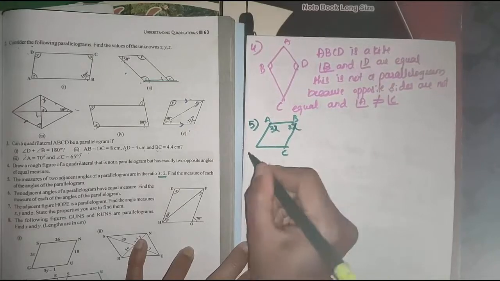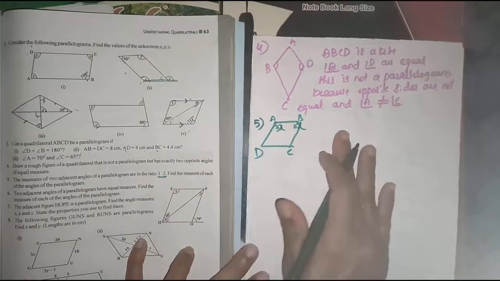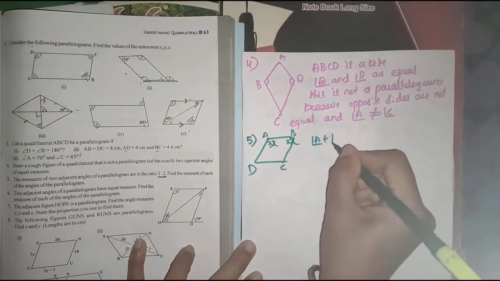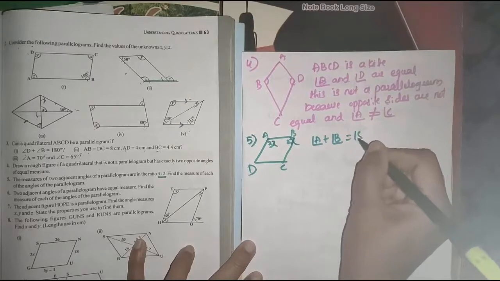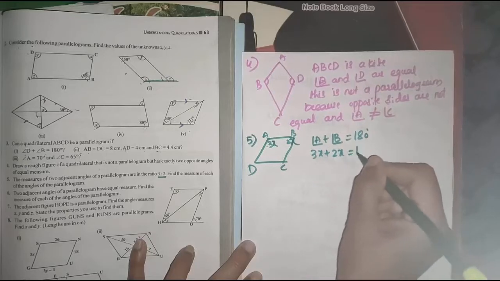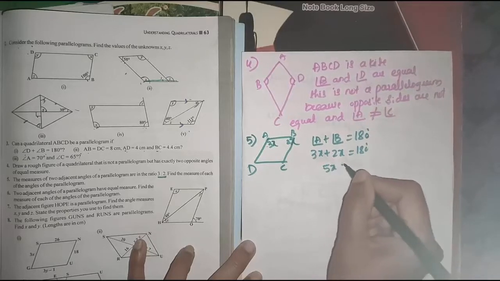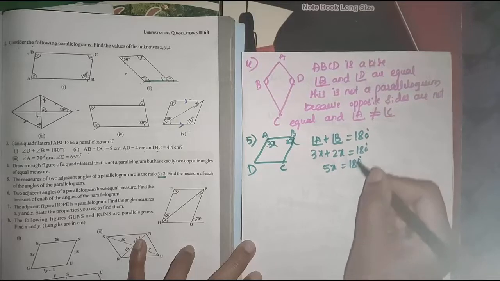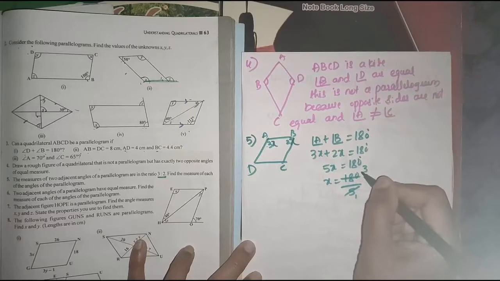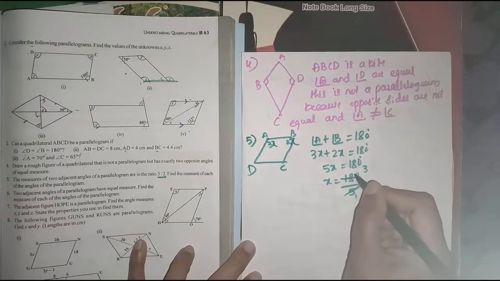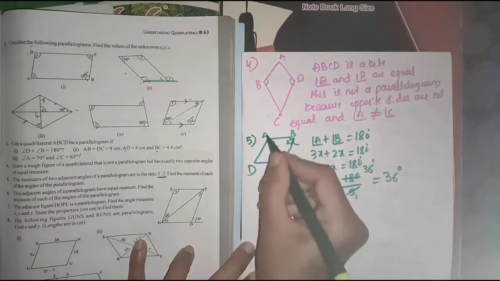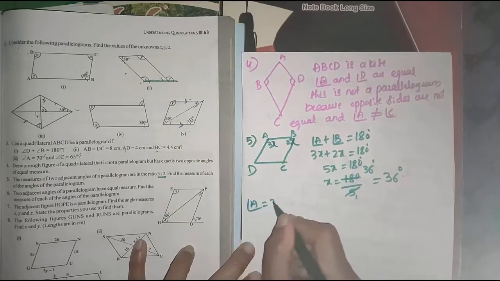Here we know adjacent angles are supplementary, that is angle A plus angle B equals 180 degrees. Here A is 3x, B is 2x, so 5x equals 180 degrees. Here x equals 180 divided by 5. So 5 threes are 15, 5 sixes are 30, that is 36 degrees. Okay, x is 36.